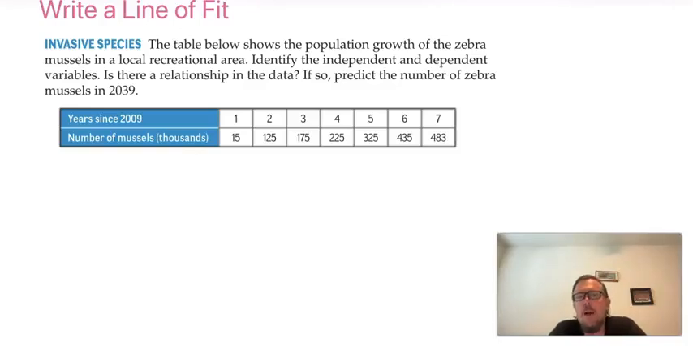The table below shows the population growth of the zebra mussels in a local recreational area. Identify the independent and dependent variables. Is there a relationship in the data? And if so, predict the number of zebra mussels in 2039.